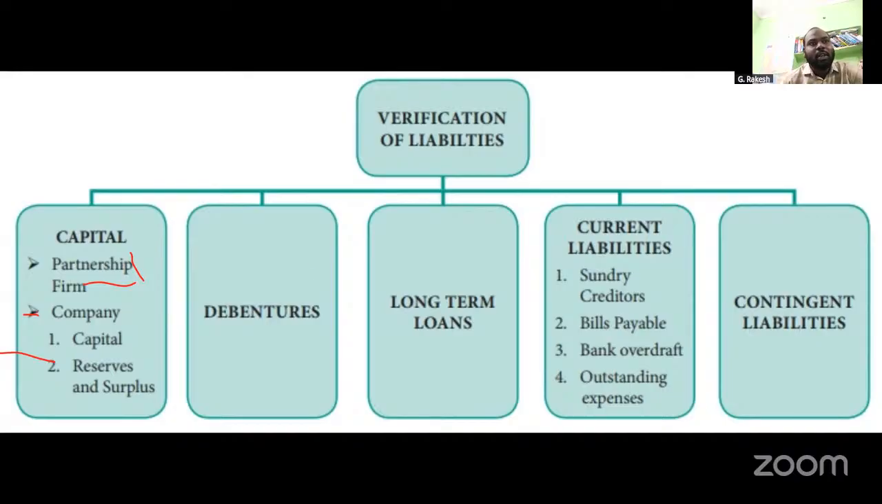And in the same way, debentures. The next part is about how the valuation in auditing has to be verified in the case of debentures.